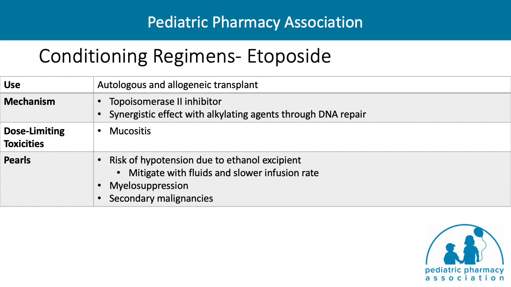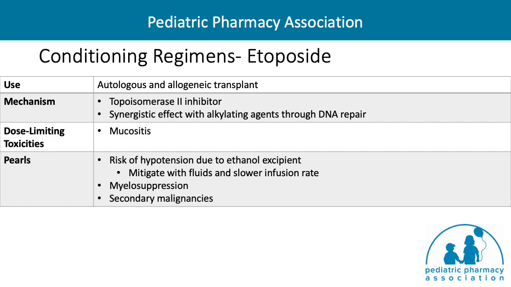Etoposide is used in autologous and allogeneic transplant. It's a topoisomerase 2 inhibitor, and it has synergistic effect with alkylating agents through DNA repair. Its dose-limiting toxicity is mucositis. There is also a risk of hypotension with etoposide due to the ethanol excipient, and we can mitigate this by utilizing fluids and a slower infusion rate.